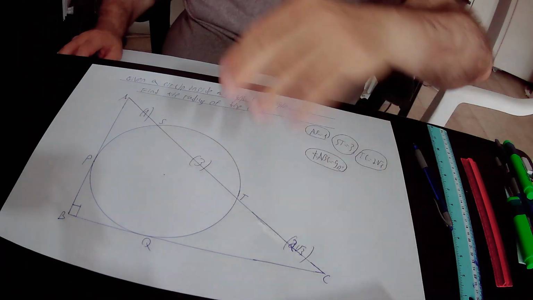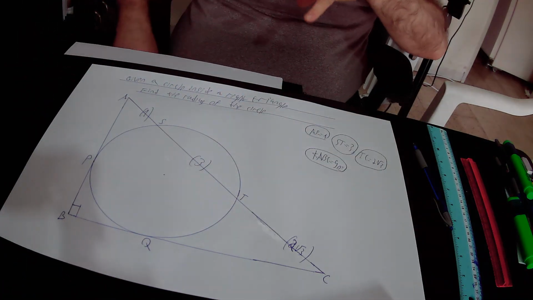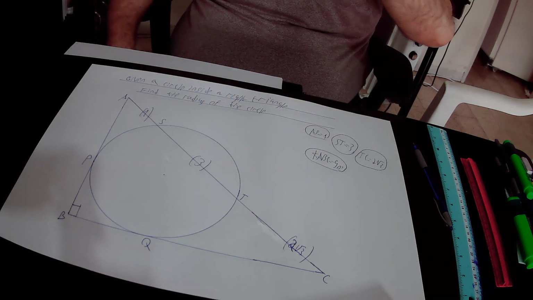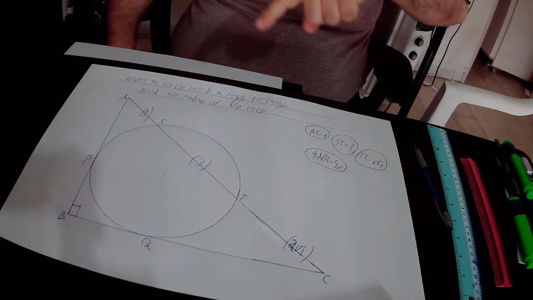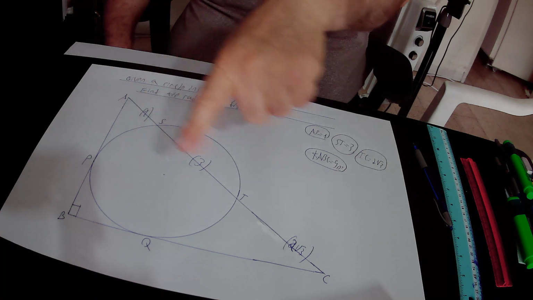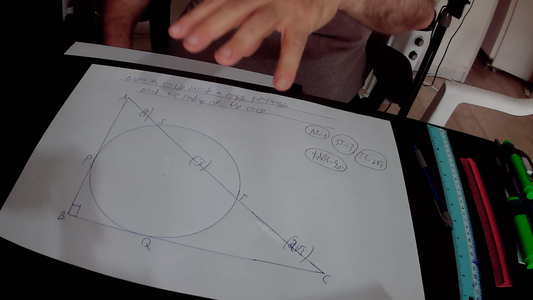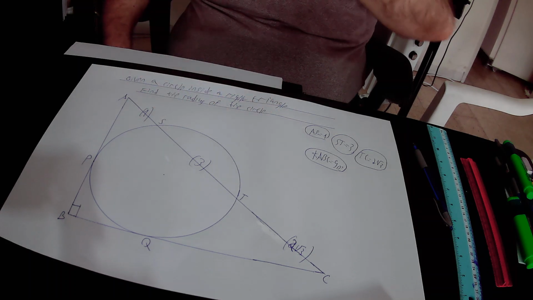Hello, in this lecture we'll find out the radius of a circle. In the drawing we have the right triangle ABC. Inside this right triangle we have this circle, and our mission is to find out the radius of this circle.